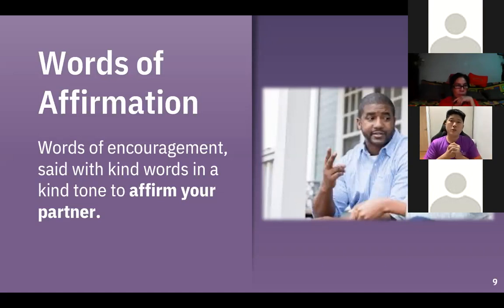Words of affirmation is words of encouragement. You must say it in a kind way. You use kind words and you must use a kind tone to say it. All right? When you say it, you're trying to affirm your partner, to make them feel validated, make them feel recognized, make them feel that they are worthy.